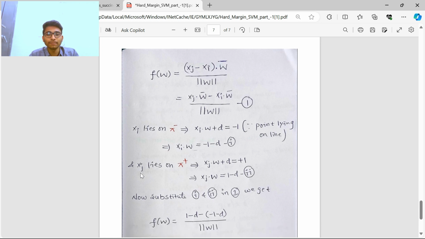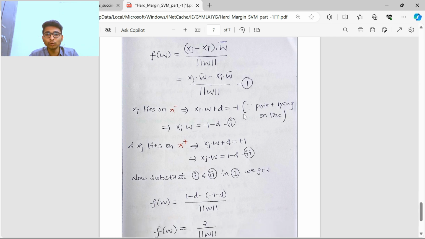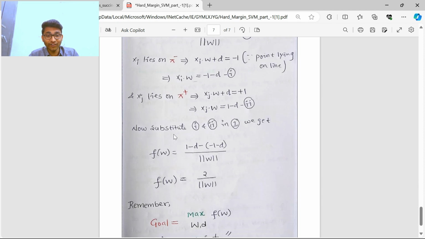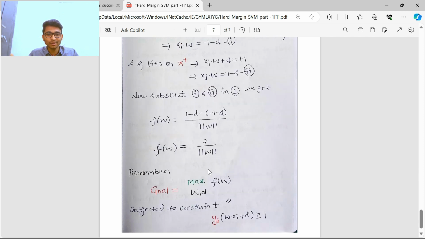Similarly, xj lies on pi plus, and xj dot w plus d equals plus 1, and we came up with this xj dot w. Substituting 1 and 2 in 1, let's see what will happen. And we got this: f of w is equal to 2 by norm of w.